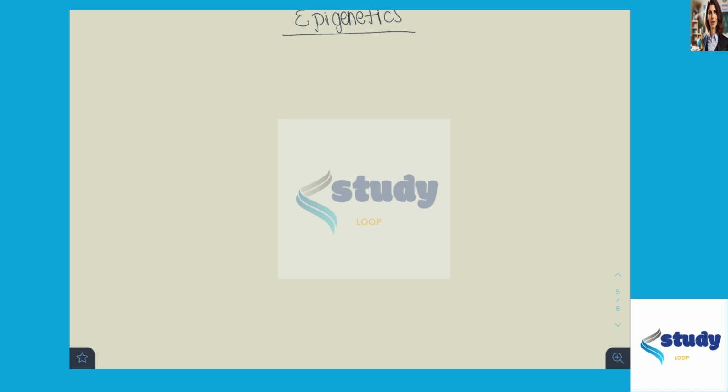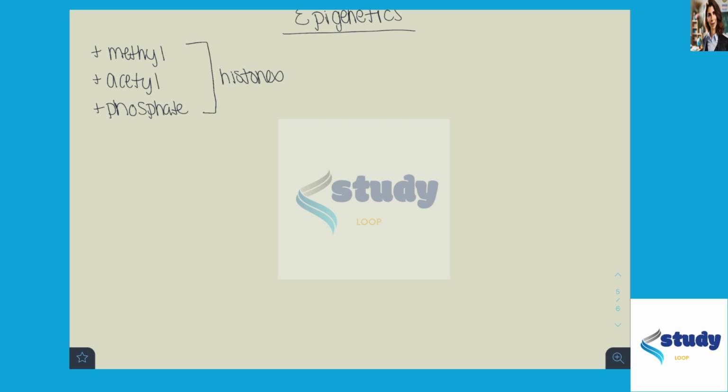This can be done through methylation, or adding a methyl group. It can be done through acetylation, or adding an acetyl group, or also phosphorylation. And this would be to histones, which I will draw a picture of in just a second. And then also you can methylate DNA as well.